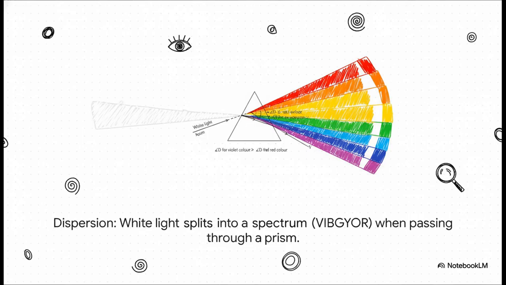This is called dispersion. When a beam of white light, like sunlight, passes through a glass prism, it splits into a beautiful band of 7 colors. This band is called the spectrum, and we remember the colors with the name VIBGYOR: violet, indigo, blue, green, yellow, orange, red. This happens because each color of light actually travels at a slightly different speed inside the glass, which causes it to bend by a different amount. As you can see, violet light bends the most, and red light bends the least.